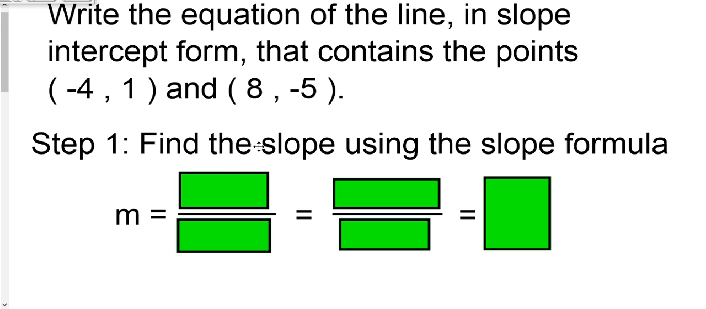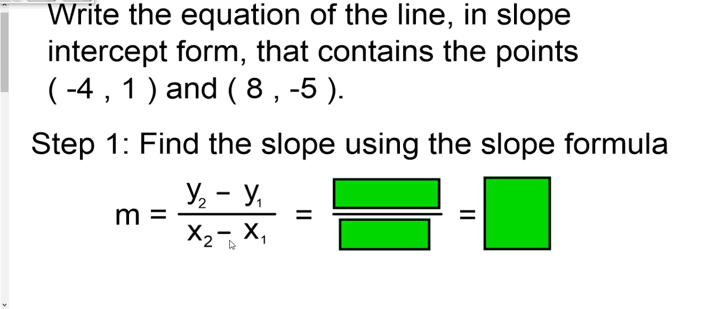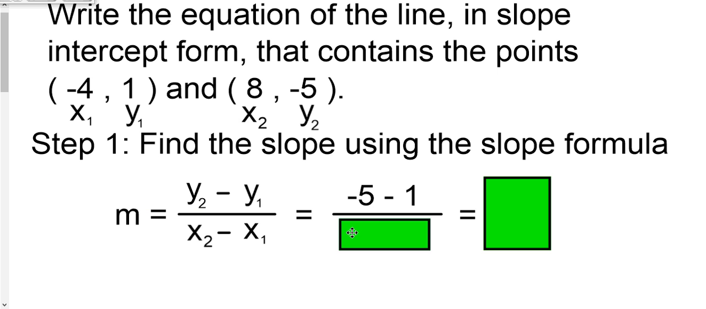So here we go. We'll find that slope again with our slope formula. Don't forget, it's easy to make a mistake, so it's best just to label those points, x1, y1, x2, y2. And then substitute them into the formula. So y2 minus y1, we should have -5 minus 1. On the bottom, x2 minus x1, we got 8 minus -4.